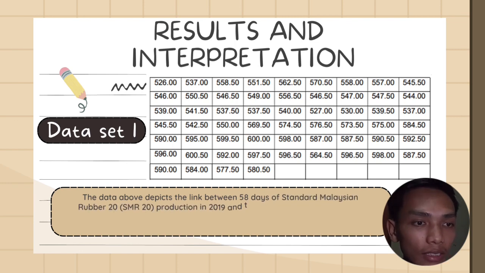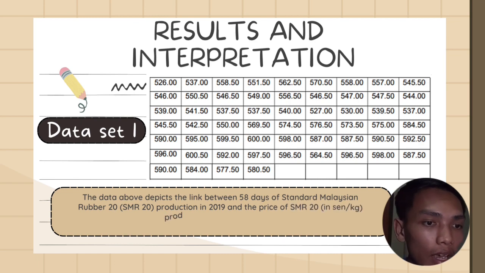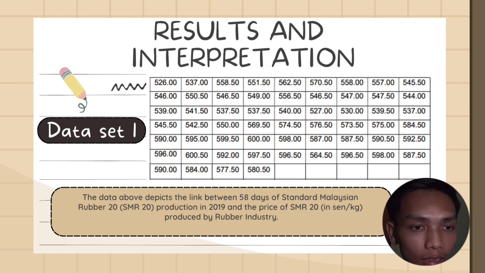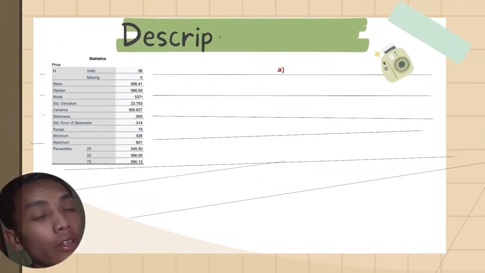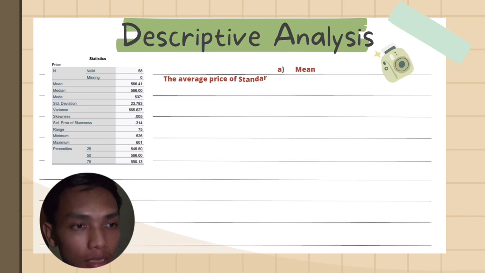As you can see here, this is our first data set, and the data show the link between 58 days of Standard Malaysian Rubber 20 production in 2019 and the price of SMR 20 in cent per kilogram produced by the rubber industry. This is our first data set, secondary data for our assignment. Next we go through the descriptive analysis.